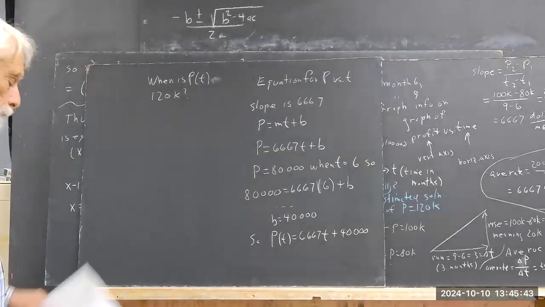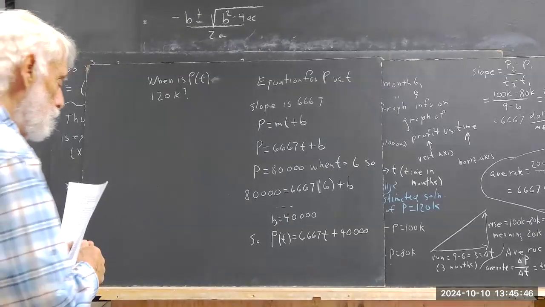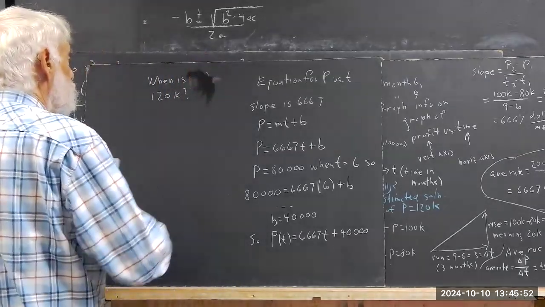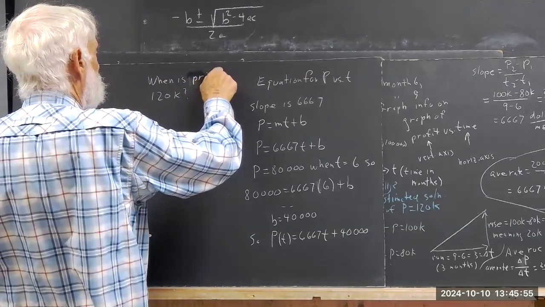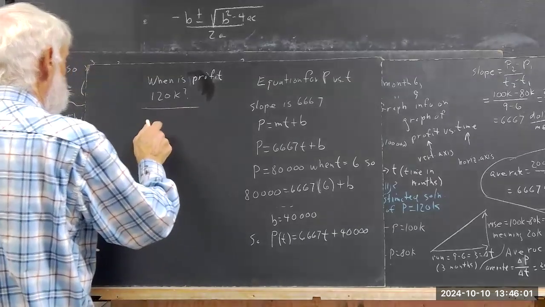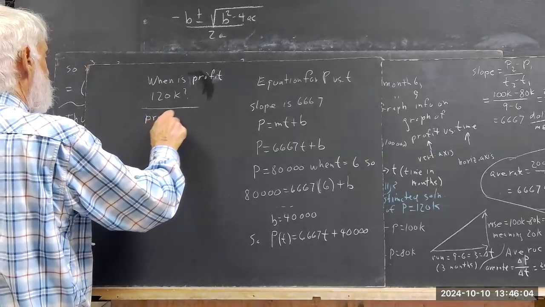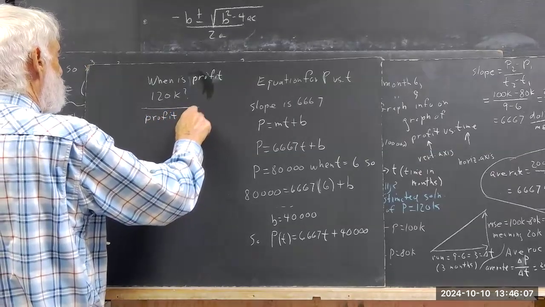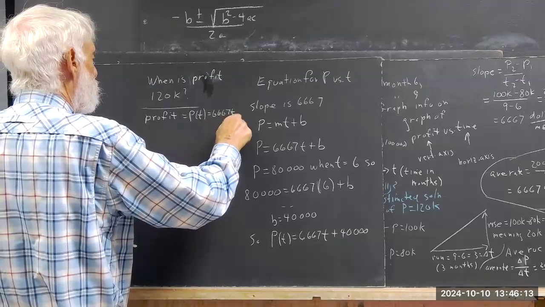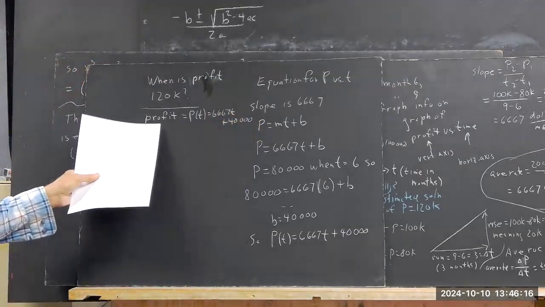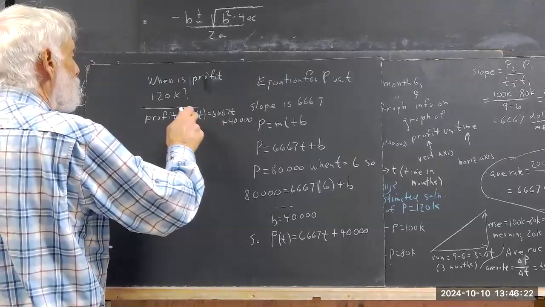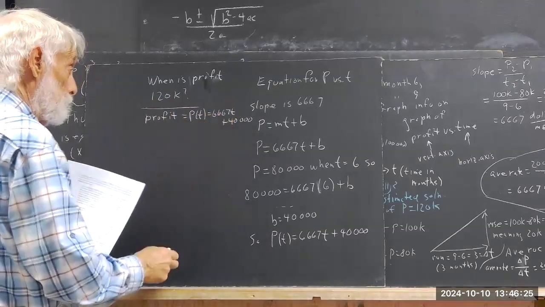Let's make sure we can do this interpretation. What is a profit of 120K? Actually, I didn't say P of T. Right there, profit is your P of T in terms of T. So P of T is going to be 120K, and T is what we solve for.